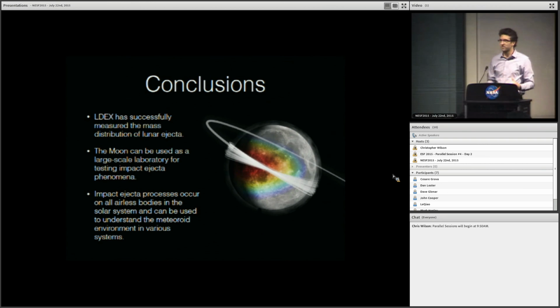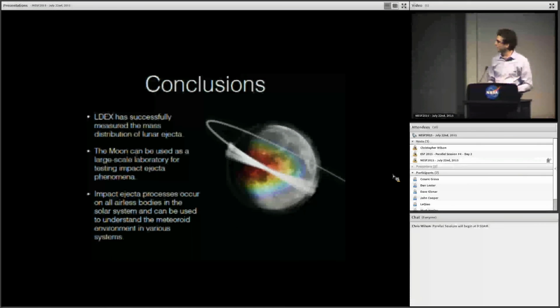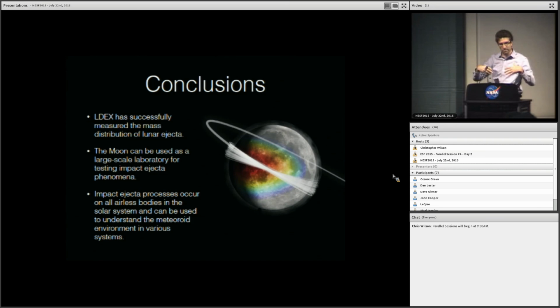So, in conclusion, we were able to successfully measure the ejecta cloud in dust of the moon. And it turns out that the moon is this very neat large-scale laboratory. So nature set up this really cool experiment where you take very high velocity particles, you hit the moon, they're amplified, so the moon's this big amplifier, and our detector is able to detect the response.